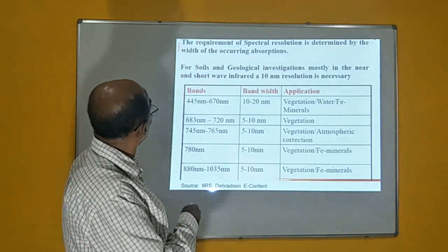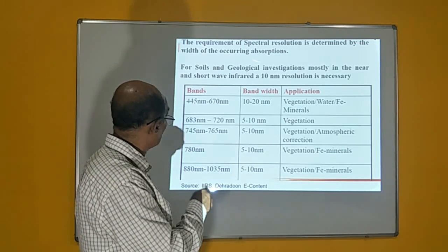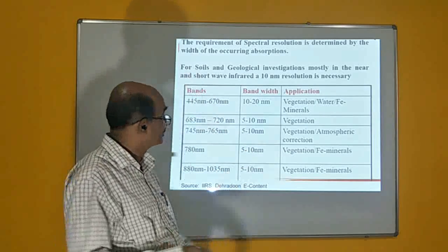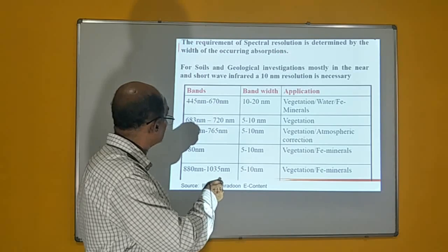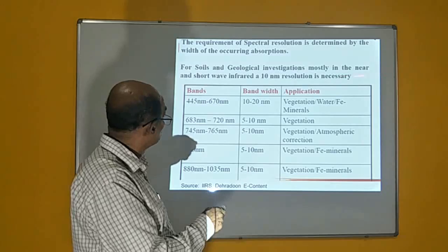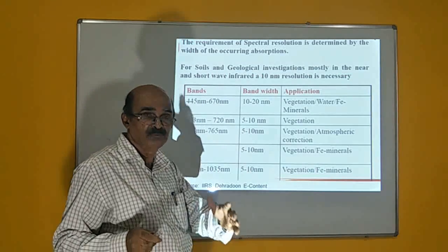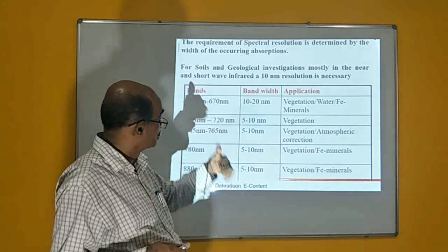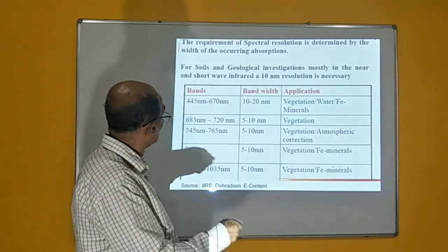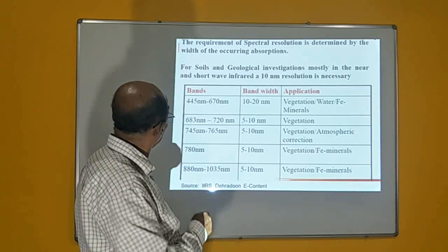Next slide. Here again, the requirement of spectral resolution is determined by the width of the occurring absorptions. Reflection or absorption, here it is at what wavelength of the spectrum the surface features absorb the electromagnetic radiation. For soils and geological investigation, mostly in the near and short wave infrared, 10 nanometer resolution is necessary. 10 nanometer will be the bandwidth, so that from 400 to 2500 you will have around 200 spectral bands. With that you can differentiate the soil and geological features with better accuracy.